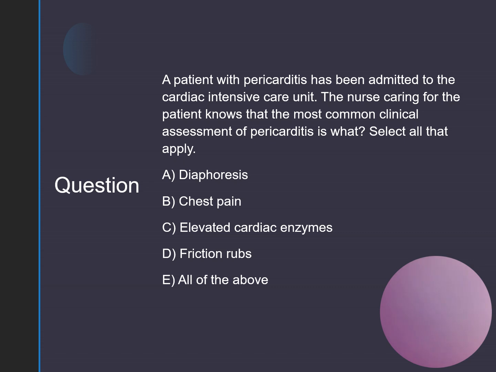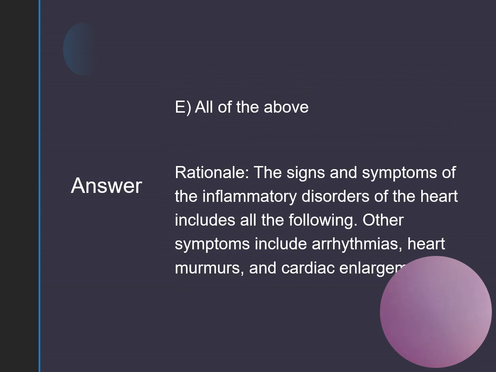A patient with pericarditis has been admitted to the cardiac intensive care unit. The nurse caring for the patient knows that the most common clinical assessment of pericarditis is what? Select all that apply. Diaphoresis, chest pain, elevated cardiac enzymes, friction rubs, or all of the above. This would be all of the above.